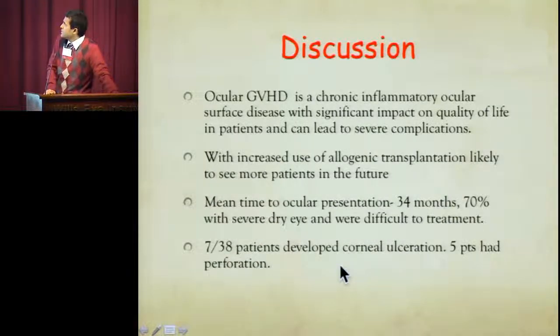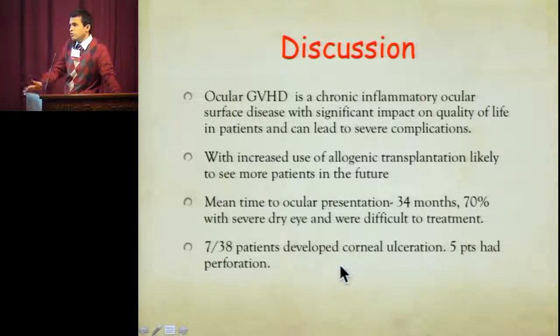So to summarize, it's a chronic inflammatory disease, not just dry eye, much more than that, and it can lead to severe complications as well. A few things I just wanted to highlight. One is that the mean time to seeing the patients was around 34 months, which was longer than what has been reported in literature. And consequently, more than 70% had severe dry eyes that made the management of these patients much more difficult. One of the problems is that patients with acute GVHD are more sick and probably hospitalized, and you tend to see them less in an outpatient setting.